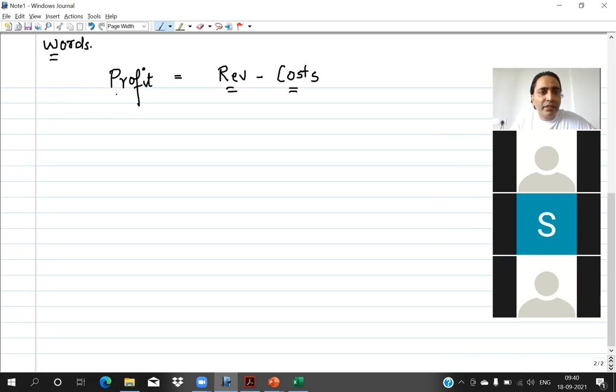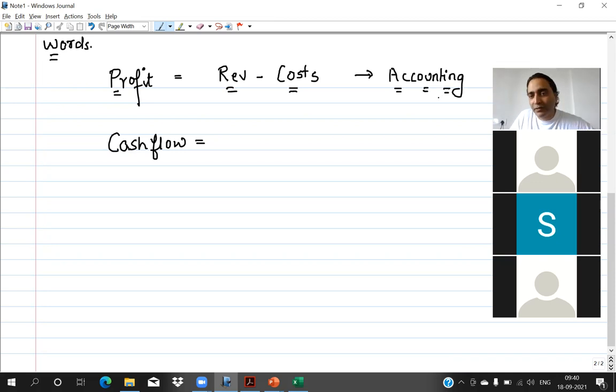So profit and cash flow, these are two different terms. When it comes to profit, we need to understand that it is an accounting term. Profit is not a reality. Sir, what do you mean by profit is not reality? Profit real nahi hota. Profit is not the truth. Profit is an accounting concept.